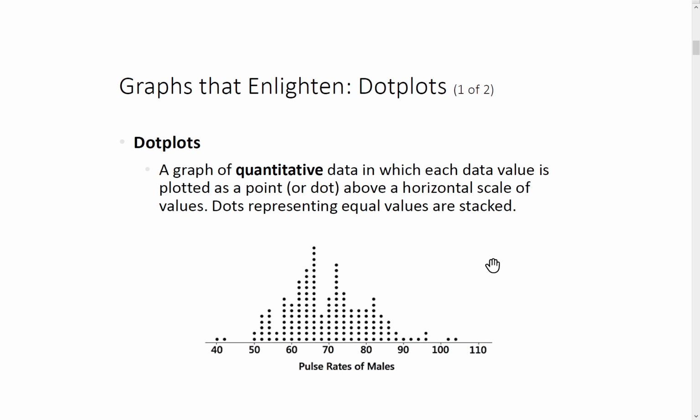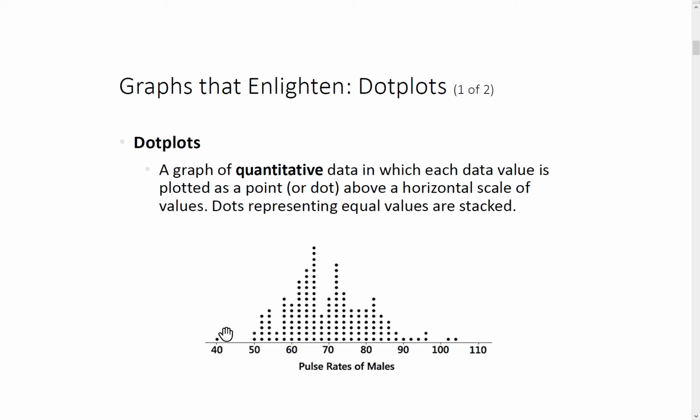Okay, so the first graph is the dot plot, a graph of quantitative data in which each data value is plotted as a point or dot above a horizontal scale of values. Dots representing equal values are stacked. As you can see here, this one dot represents the data value 40.